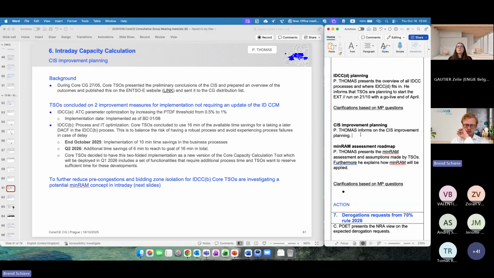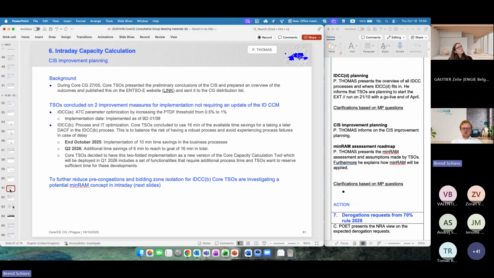Yeah, we were able to improve the timing a little bit, so the computations can run a little faster. So we can use the grid model with more remedial actions, which means less congestion and more capacities in the end. To implement this, we are using a two-step approach. Beginning at the end of October, we will gain 10 additional minutes with a positive impact on the usage of the grid model. And in Q2 2026, we will go live with the second phase and gain an additional 6 minutes, which allows us to use a better forecast as input for the intraday capacity calculation.